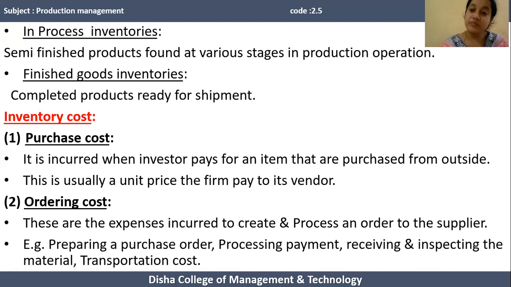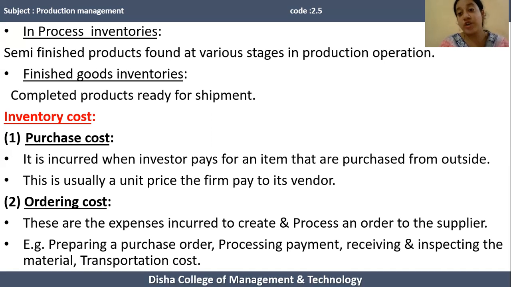For procuring the items, the organization is required to place the order to the supplier. So for placing the order, whatever the expenses the firm incurred, that cost is known as ordering cost. So these are the expenses incurred to create and process an order to the supplier. This cost is necessary for determination of economic order quantity. Means for calculating the economic order quantity or economic lot size, ordering cost is necessary.